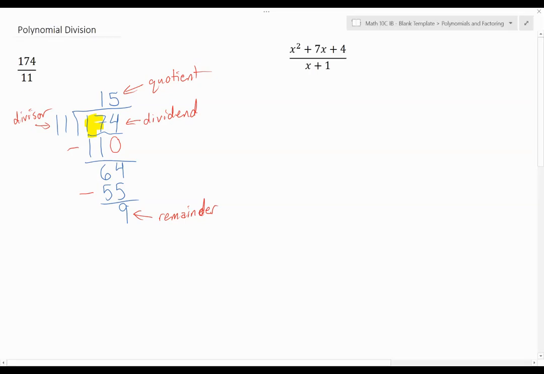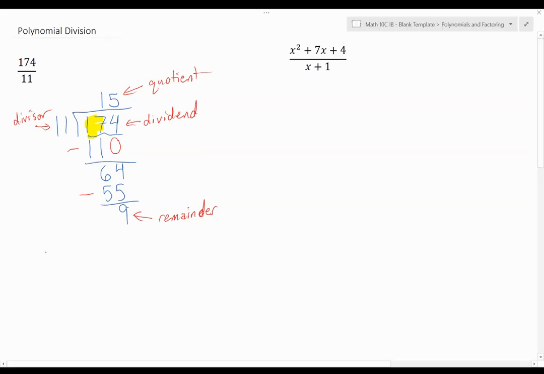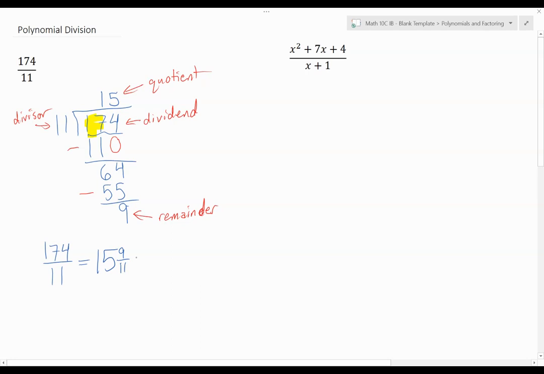This enables me to express this as a mixed fraction. 174 over 11 is therefore equivalent to 15 and 9 11ths. I am going to write this as 15 plus 9 11ths, which is essentially what a mixed fraction means. It's one of the very few instances in math where no symbol means addition as opposed to multiplication. But I'm going to write that there because with polynomials, we don't have the option of leaving out the plus sign. So the answer to this division is the quotient plus the remainder divided by the divisor.